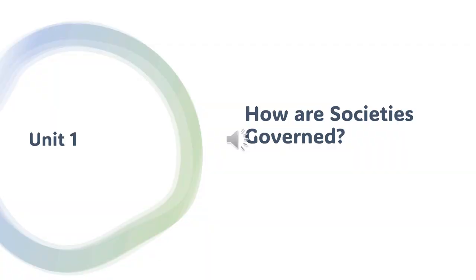This unit is entitled How Are Societies Governed? In this unit, we will find out about different systems of governance that are used to run societies. We will explore case studies of countries that use monarchy, democracy, and dictatorship. And we will take action by encouraging more political participation. The keywords in this unit are government, politics, society, and vote.